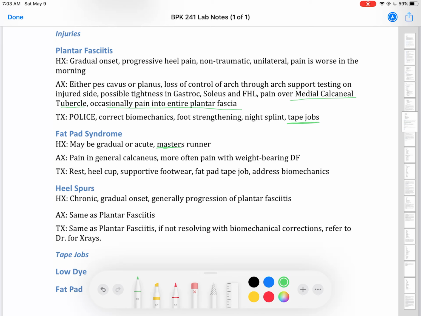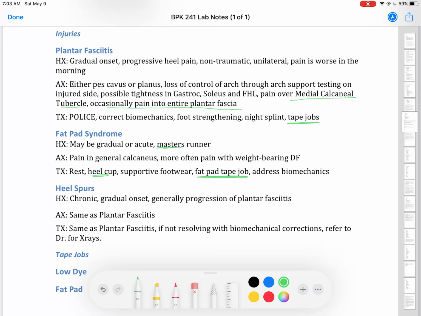We may identify some other issues with their biomechanics, decreased range of motion with ankle or big toe. We may note that their shoe is quite worn, or they don't have proper shoes for their feet. So we'll address that in our treatment. Rest, the heel cup. We'll try the fat pad tape job first. I'll do a videotape of it. It's a very simple tape job.